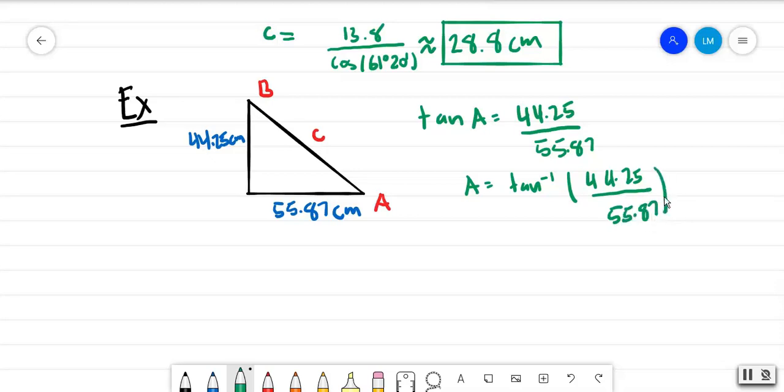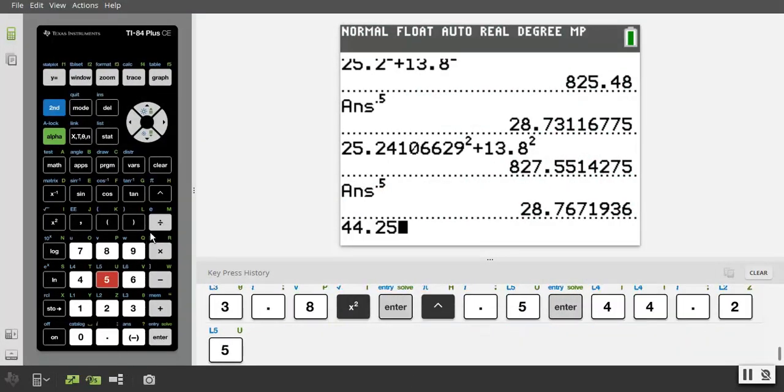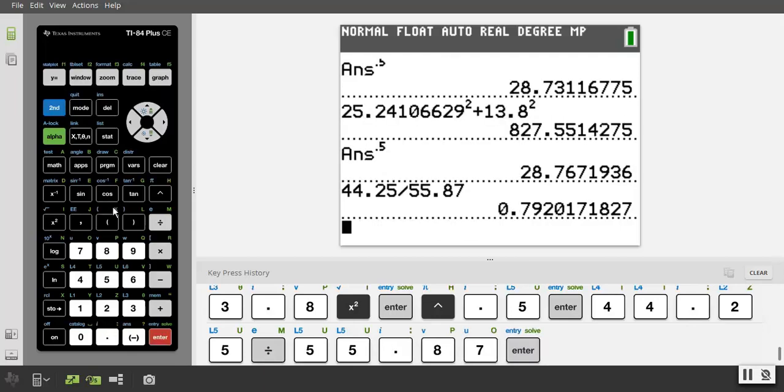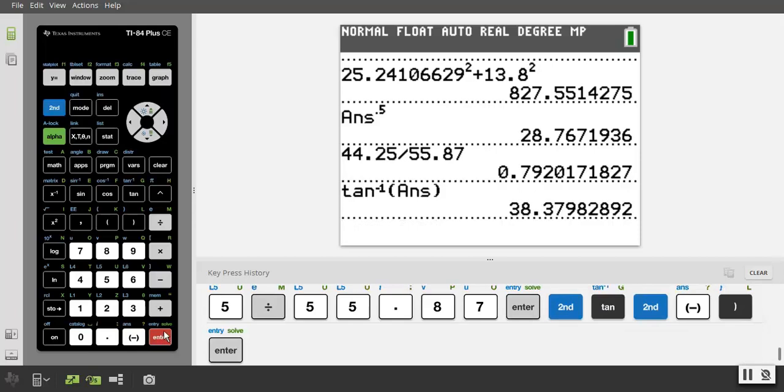In previous chapters, we looked at the inverse function, but only limited to the first quadrant. So we'll go ahead and do that. We're probably going to have to do minutes in this case. So 44.25 divided by 55.87, and we're going to take tangent inverse of that and hit enter. So that's going to be 38 degrees for sure.